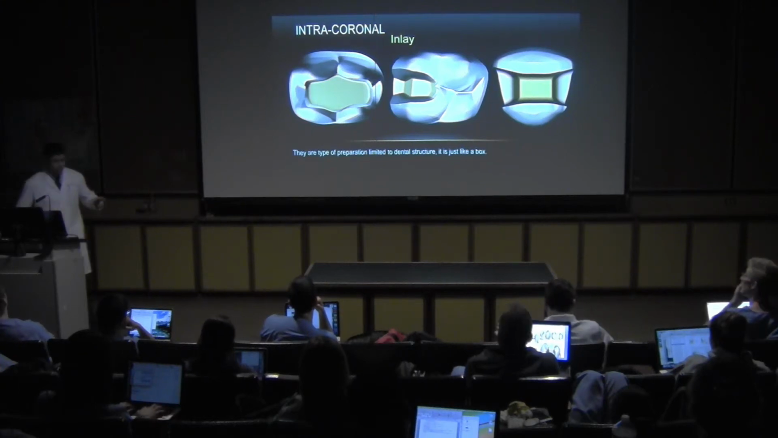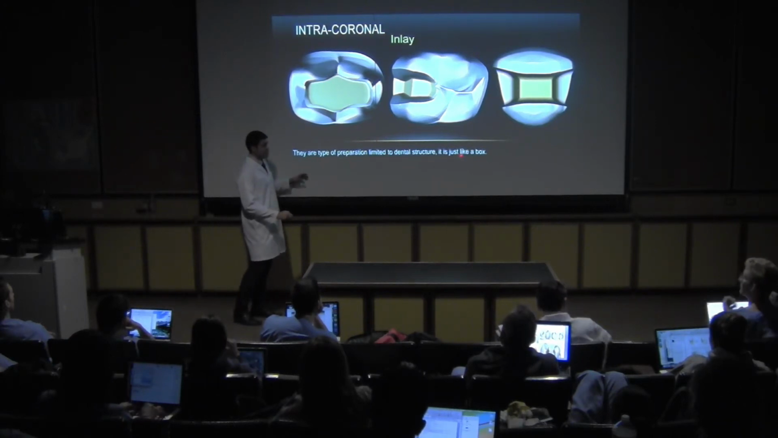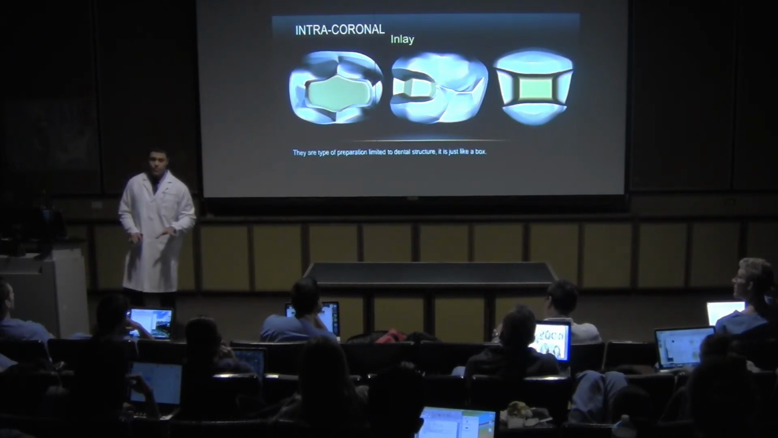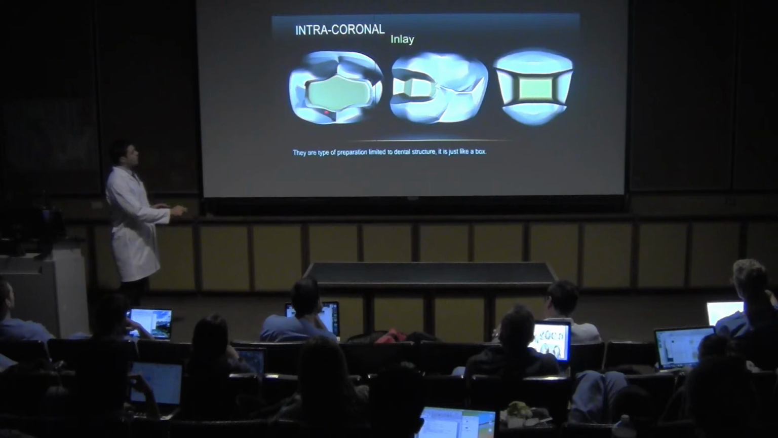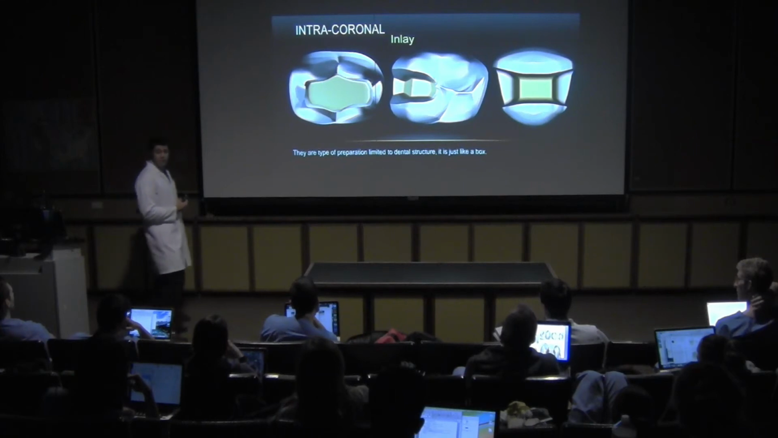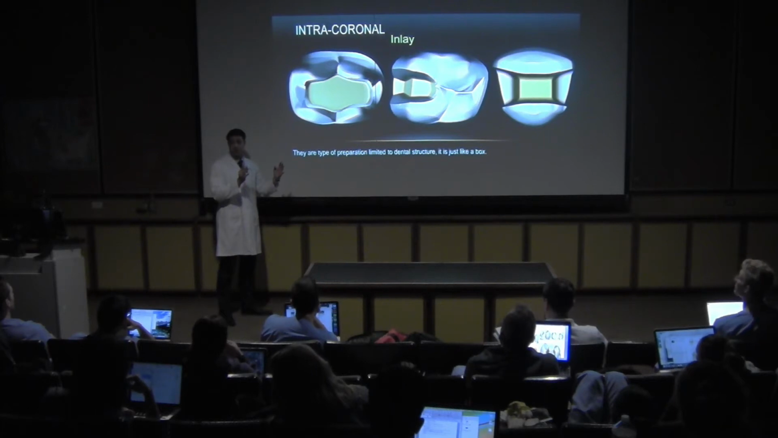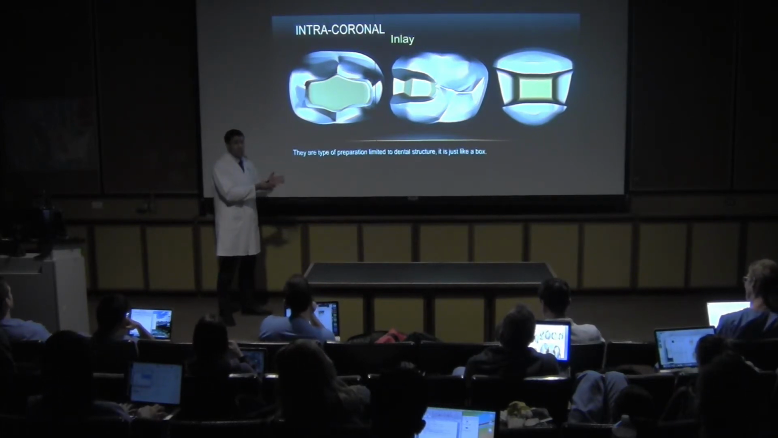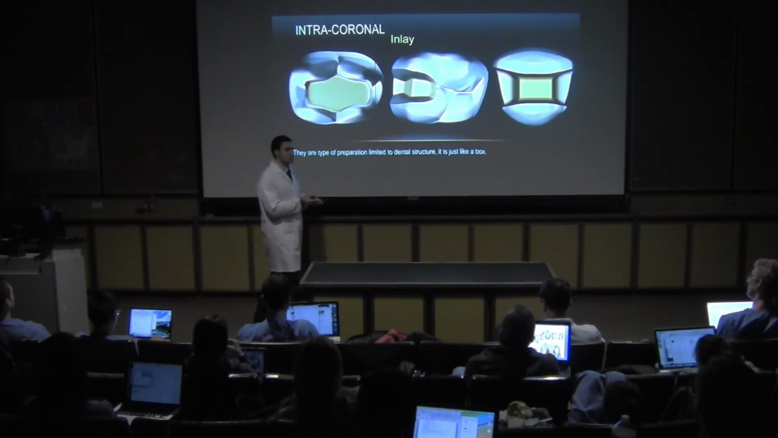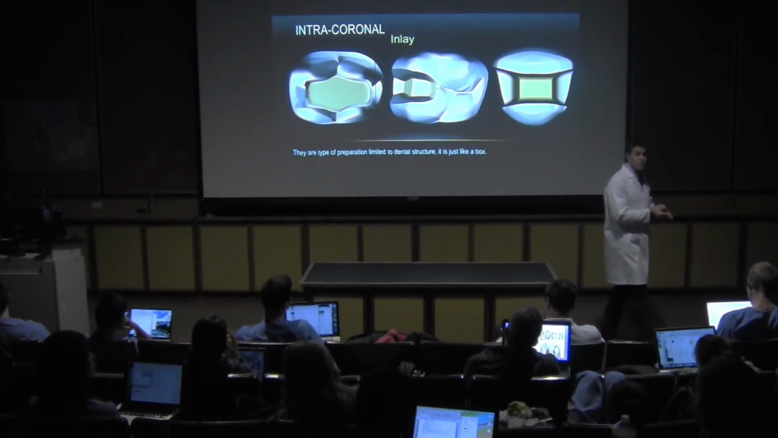The inlay, the definition is that it's a type of preparation limited to dental structure, and it's just like a box. Like I told you before, it's the same thing as class 1 and class 2. Look here, you can imagine, oh, I have a class 1 here, so I'm going to work with composite resin. Depending on the size, you can follow that rule with the intercusp distance. If I have more than 1/3, even if it's a class 1, go and restore this tooth with an inlay, an indirect procedure.